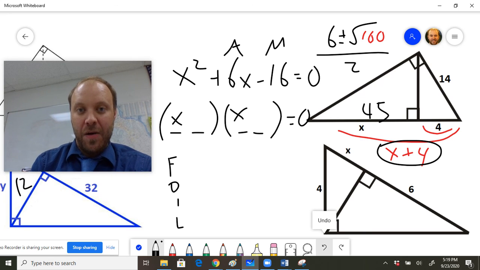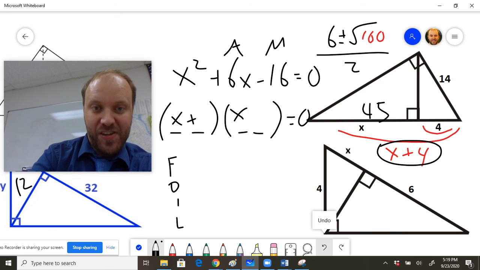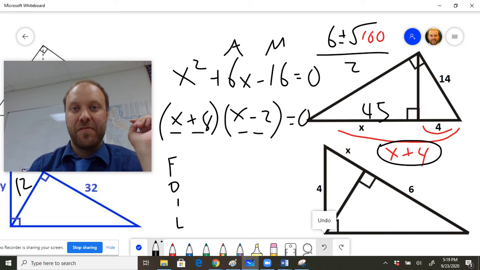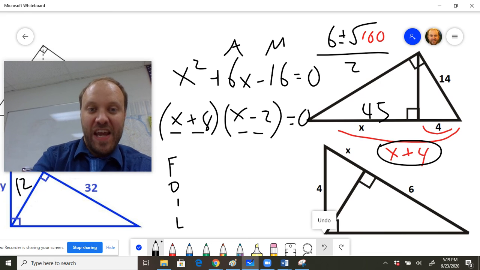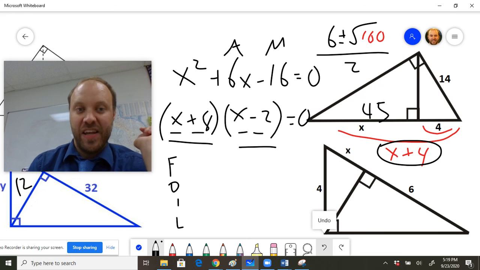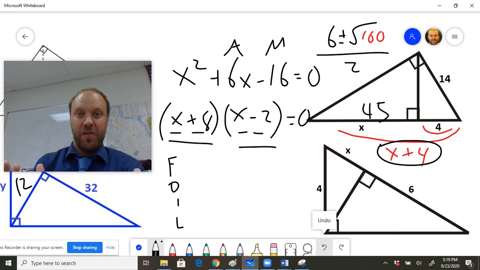So 8 and 2 will do that. We're going to need to make the 8 positive, and we're going to need to make the 2 negative. That's not an answer of 8 and negative 2, because if you remember from the quadratic formula, that's not the answer. What this is saying is this times this is going to give me 0. If you remember the zero product property from Algebra 1, anytime two things multiply to be 0, you have to have your equation equal 0 for this to work.